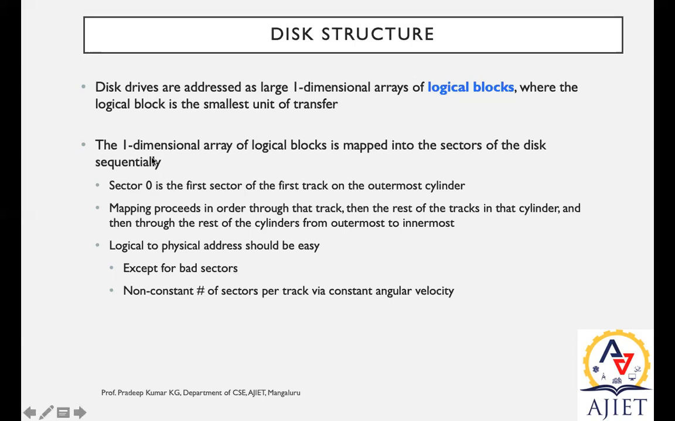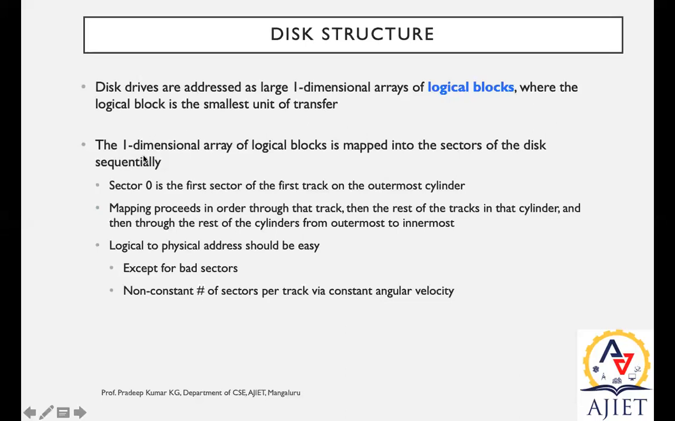In general, each disk drive is addressed as a large one-dimensional array of logical blocks. We took a one-dimensional array with respect to sectors, so we can have a block of data in one sector. That's why we use one-dimensional arrays of logical blocks, where the logical block is the smallest unit of transfer, maybe 1 KB in size or below. Each block can be divided into common-sized blocks, and we call it a one-dimensional array.